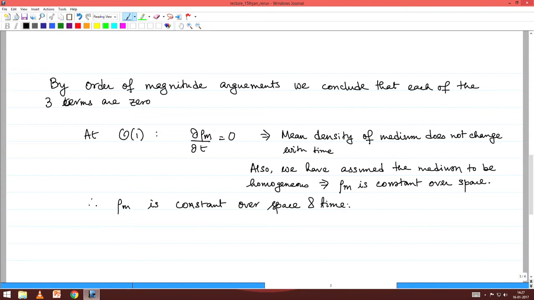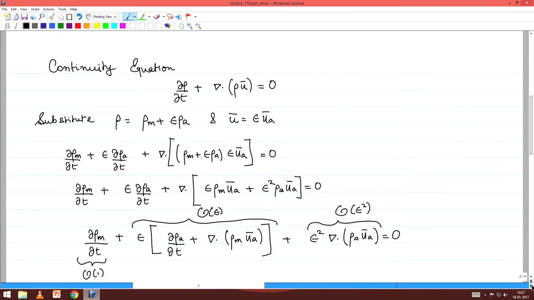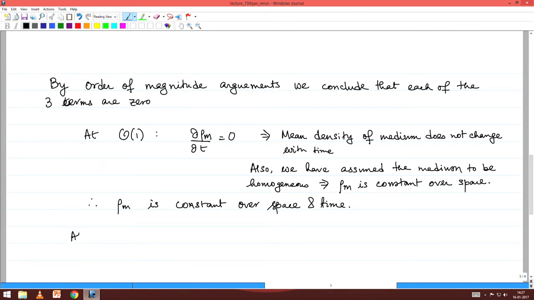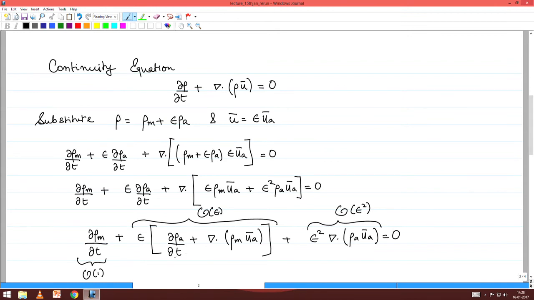Right. So, this is our inference at order 1. Going back to order epsilon, what we get is the following. At order epsilon, if we look at the equation, we will get the following: del rho a del t plus divergence of rho m u a has got to be 0.